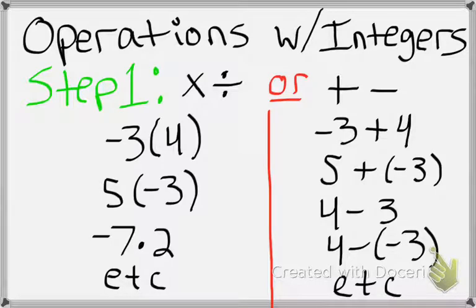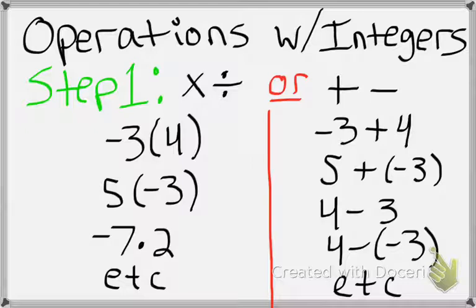Alright, so this video is to help anyone with operations with integers. Remember, an integer is just a positive or negative whole number. Things like -4, +4, -12, +12. But it does not include decimals and does not include fractions. So we're going to talk about operations with integers.